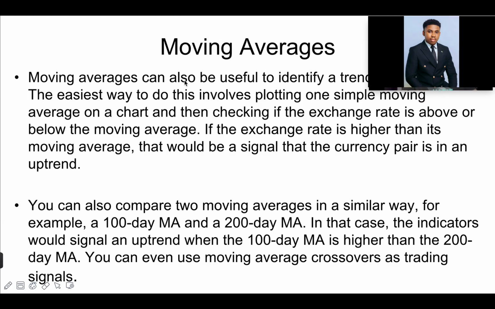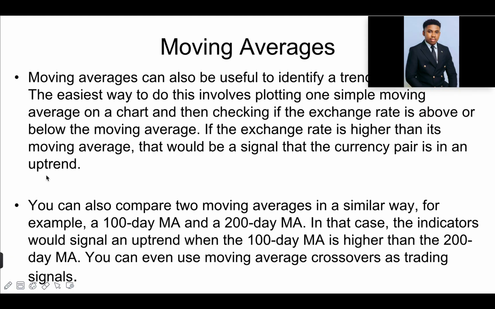Let's talk about moving averages. Moving averages can also be used to identify a trend direction. The easiest way to do this involves plotting one simple moving average on a chart and then checking if the exchange rate is above or below the moving average. If the exchange rate is higher than its moving average, that will signal that the currency pair is in an uptrend. So if price is currently trading above a moving average, it signifies that price is currently in an uptrend.